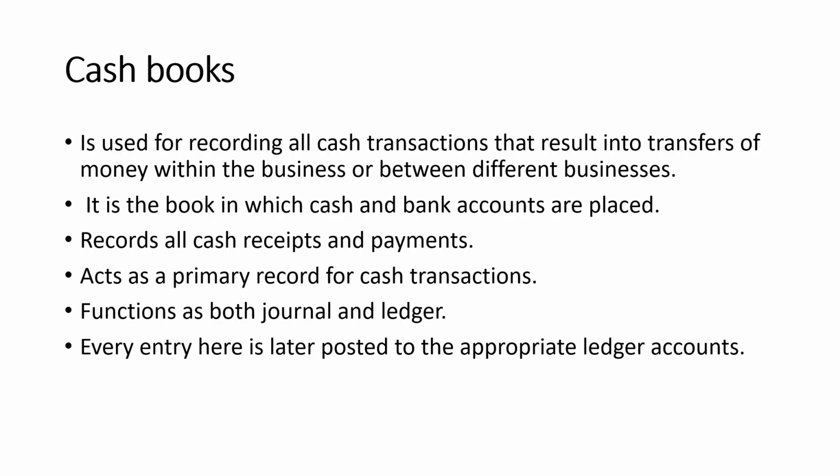The cash book is used for recording cash transactions that result in the transfer of money within the business or between different businesses. It is the book in which cash and the bank account are kept. It records all cash receipts and payments. It acts as a primary record for cash transactions, functioning as a journal because of the primary entry, and also as a ledger. Every entry here is later posted to the appropriate ledger account.